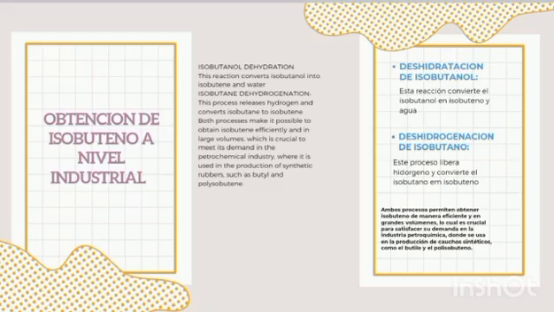Tert-butanol dehydration: this reaction converts tert-butanol into isobutene and water. Isobutane dehydrogenation: this process releases hydrogen and converts isobutane to isobutene. This process makes it possible to obtain isobutene effectively and in large volumes. It is mainly used in the petrochemical industry, where it is used for the production of synthetic rubbers such as butyl rubber and polyisobutylene.